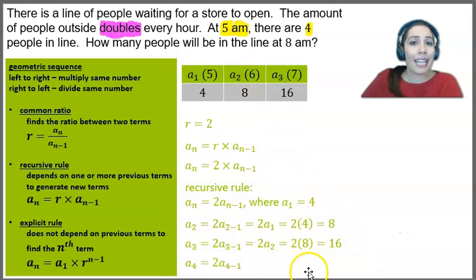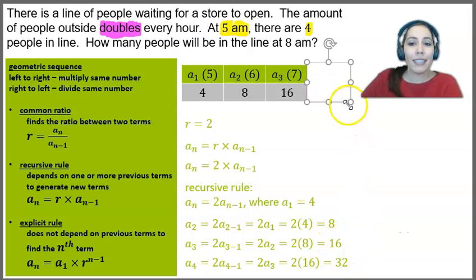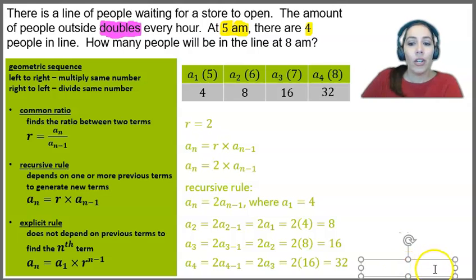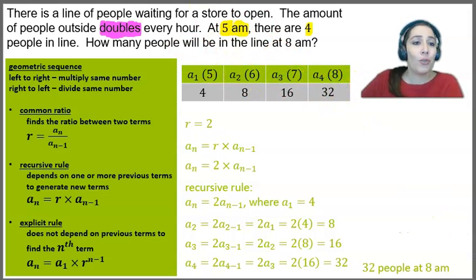From here, we can try a sub 4, which is our next hour. We see we're at 5 o'clock, 6 o'clock, 7 o'clock, 8 o'clock is our next one. So that's a sub 4. 2 times a sub 4 minus 1 reduces to 2 times a sub 3, which is 2 times 16. That was our a sub 3, which equals 32. So I can see that there'll be 32 people in line at 8 a.m. And you can see we just did that by using the recursive rule to find each one.